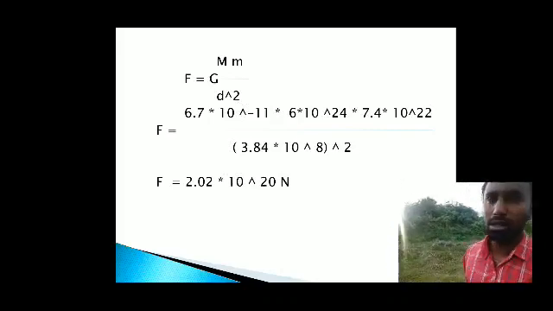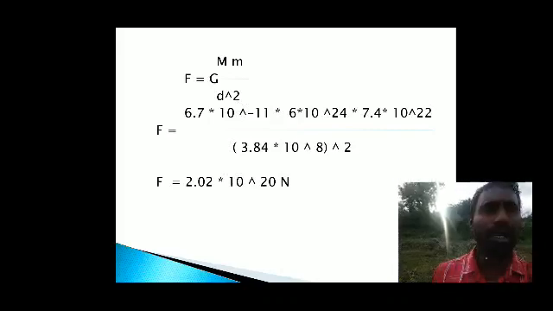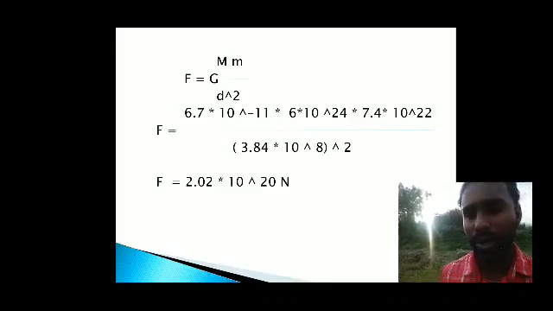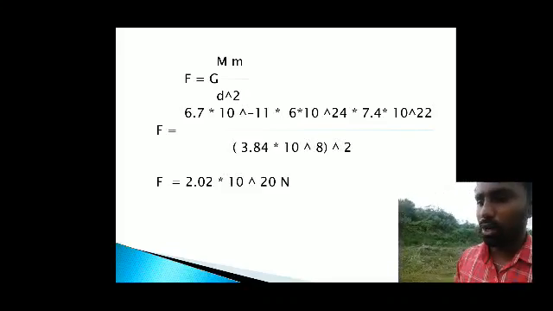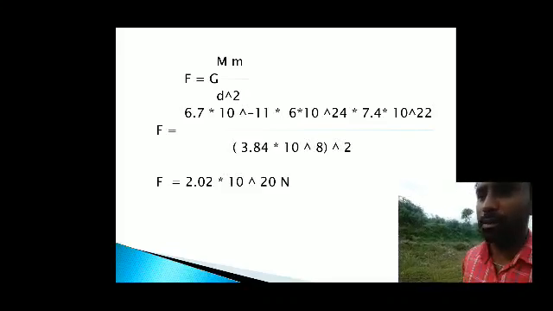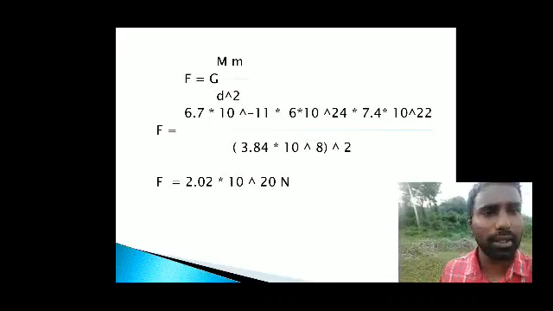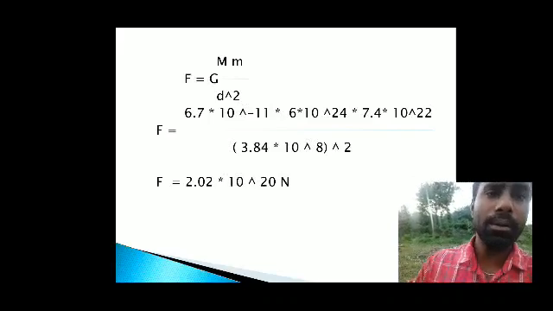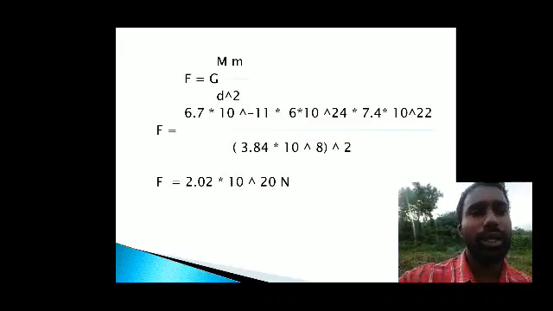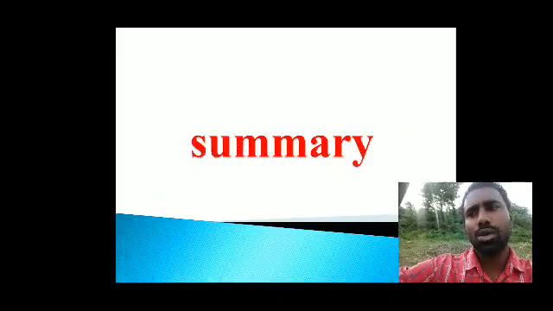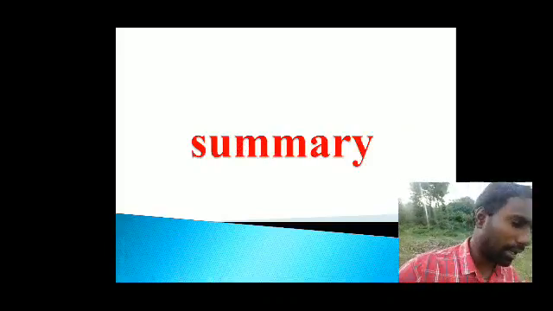Okay students, so simply this is a multiplication only. 6.7 into 6 into 7.4, just multiply first and then divide by 3.84. If the same number of digits are after the decimal point, you can multiply by 100, make it a whole number, and then divide. That is one way. So F equal to 2.02 into 10 to the power 20 Newton. So that's all.